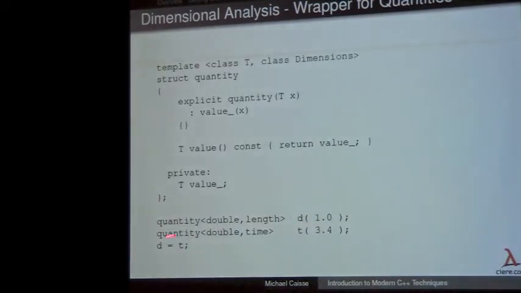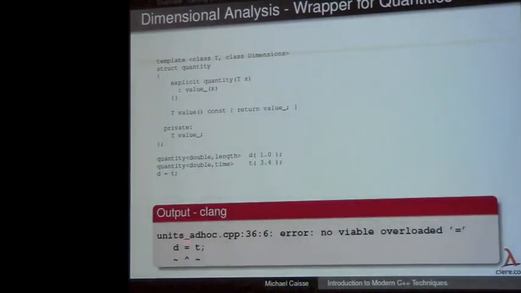Oh, and then I got this thing, d equals t. And this is so awesome. I mean, I don't have to do anything else. And right away, I get this "no viable overload," d = t. Get a new compiler, Clang just tells me. It's awesome.